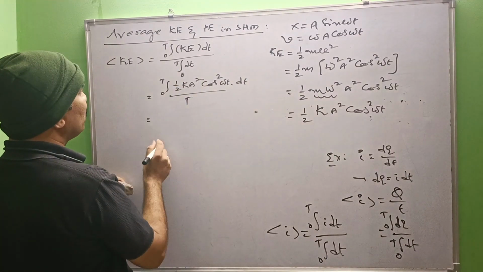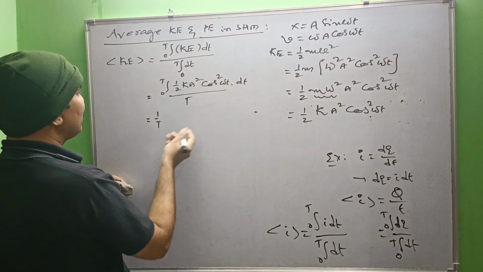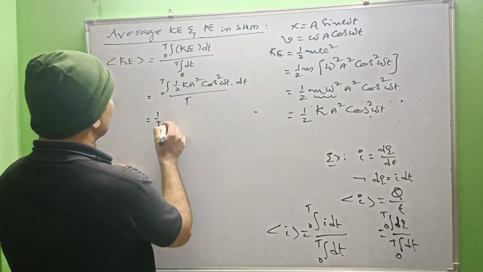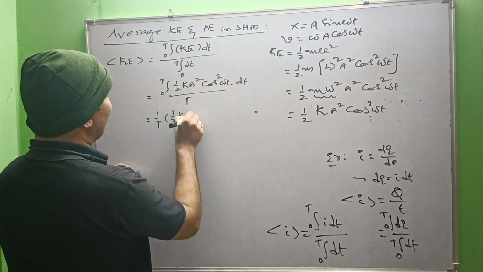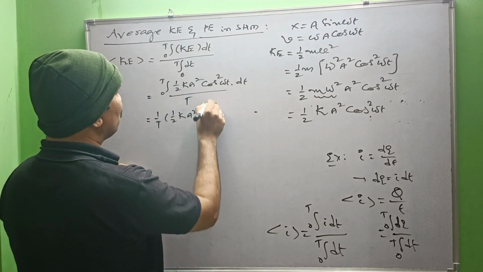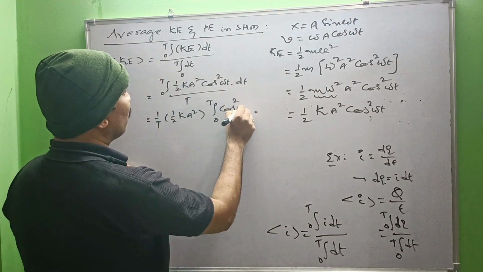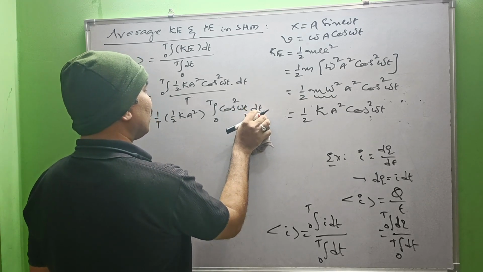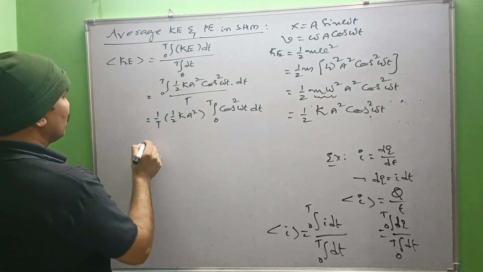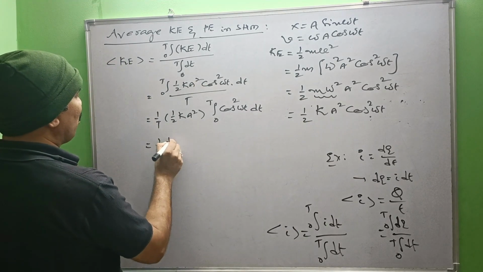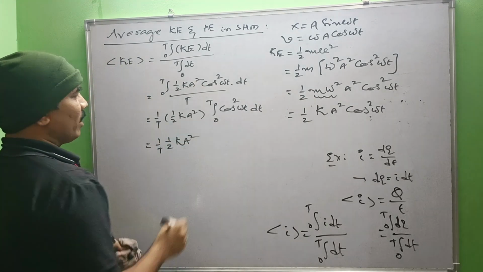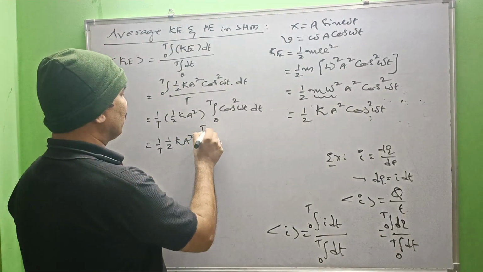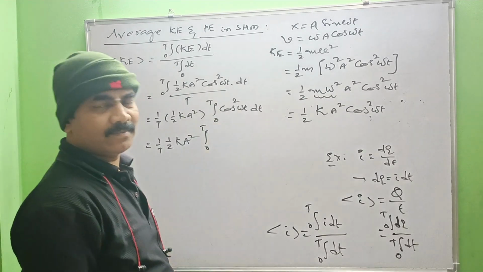So that is equal to 1 by T kept outside, half k a square also constant, a means amplitude. So half k a square into integral 0 to T cos square omega t dt. So we are left with this relation, that is 1 by T into half k a square into integral 0 to T cos square omega t dt.